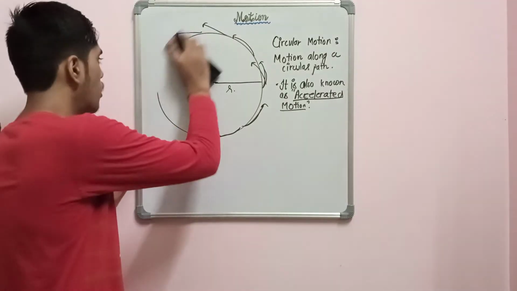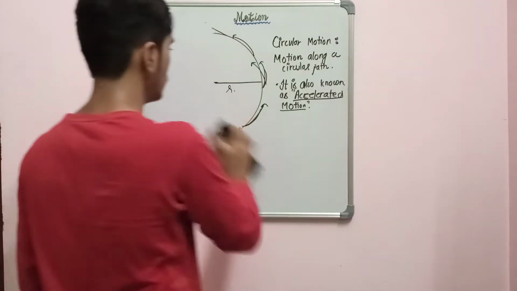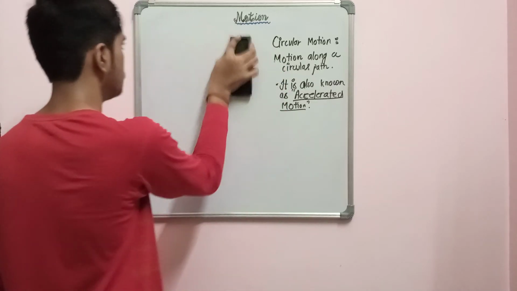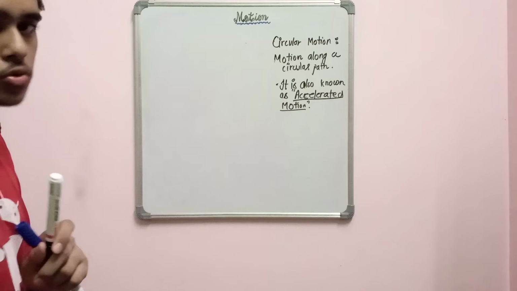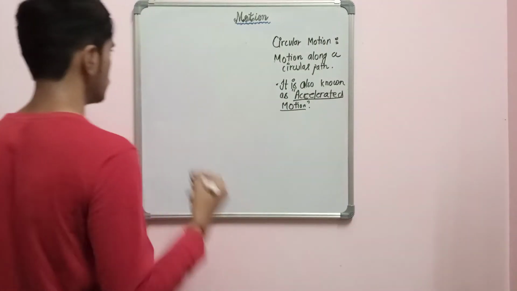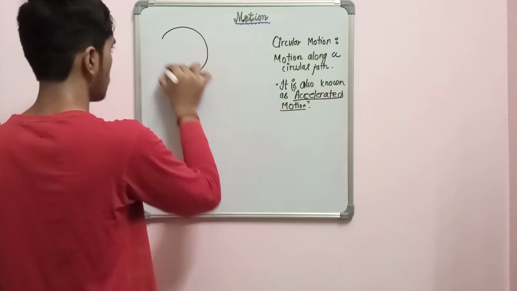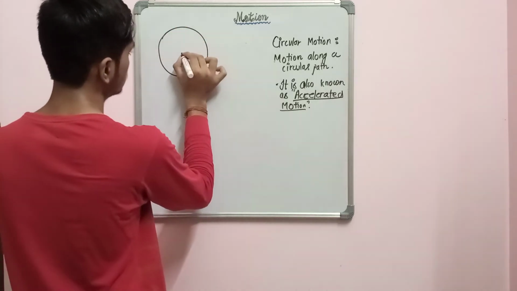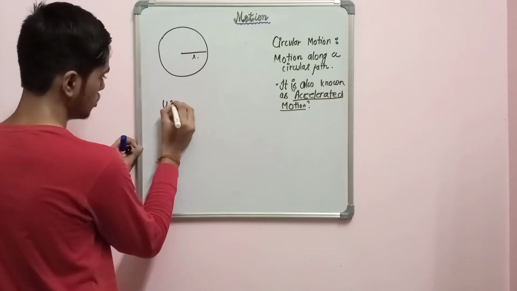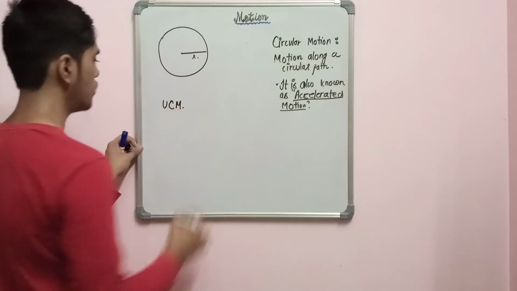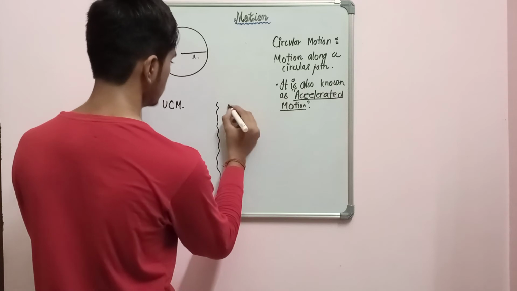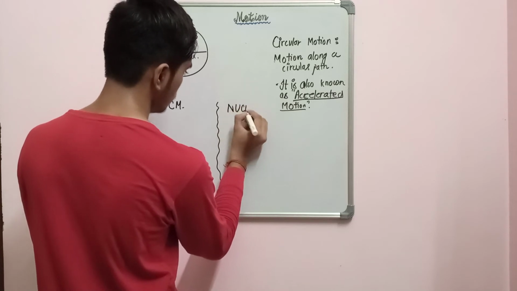Now, let me draw a small circle, a very small circle. There are two types of circular motion. First is uniform circular motion, next is non-uniform circular motion. This is the circle, this is the radius r. Don't be confused about what UCM is. UCM is uniform circular motion, and this is non-uniform circular motion.